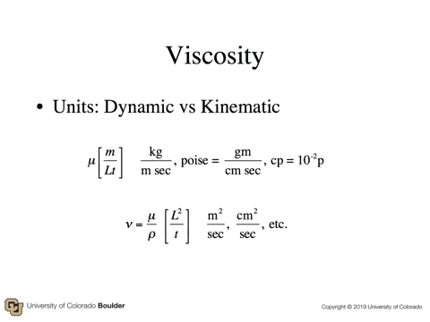A common unit for viscosity is the poise, which is the CGS version of the SI unit. It's grams per centimeter second. The centipoise is 10 to the minus 2 poise, and you will see viscosities expressed in terms of poise or centipoise or millipoise, etc. The kinematic viscosity, which is defined as mu over rho, has dimensions of length squared over time. So in the SI system of units, it would be meter squared per second. In the CGS system, it would be centimeters squared per second, etc.